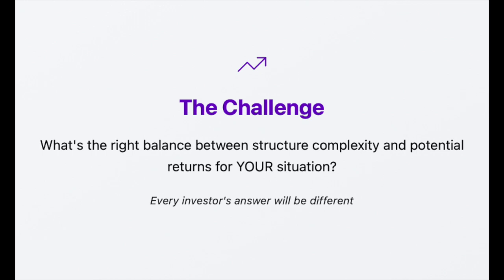Yeah, it's a puzzle, isn't it? The right answer is definitely going to be different for everyone. Depends on your specific situation, your goals, your risk tolerance for complexity. But hopefully, this deep dive gave you the pieces you need to start figuring it out.